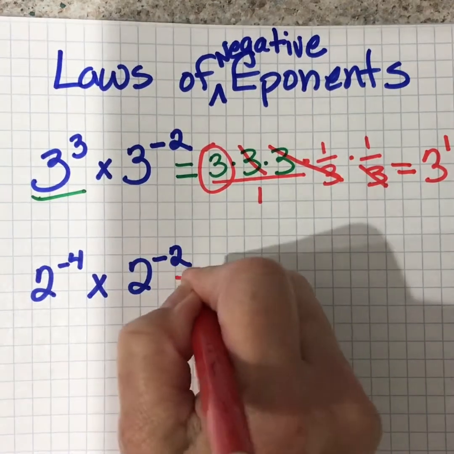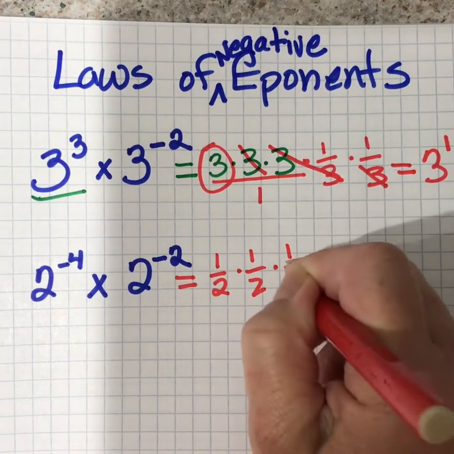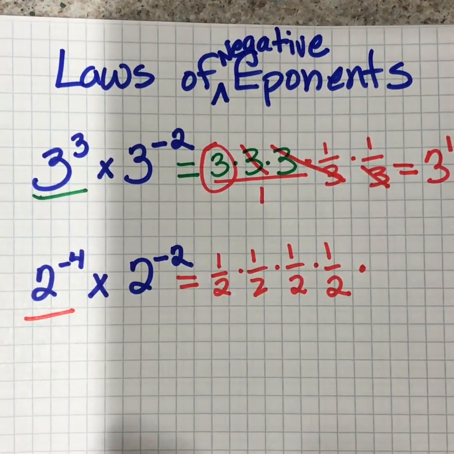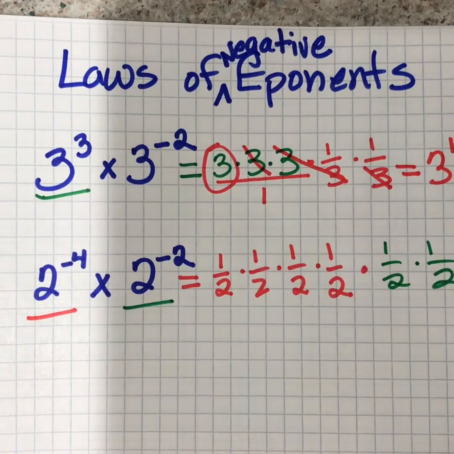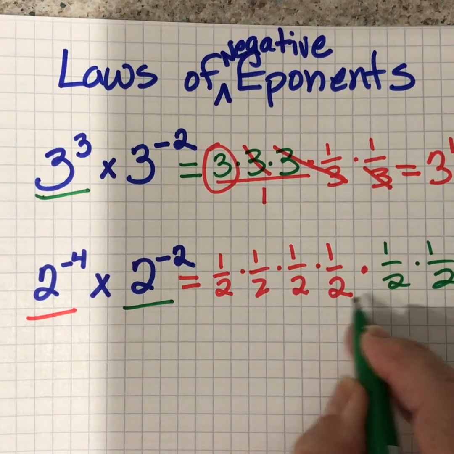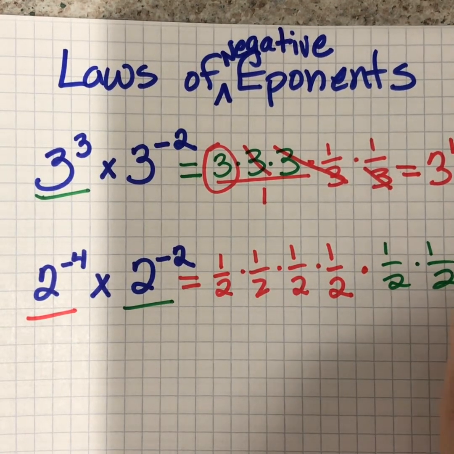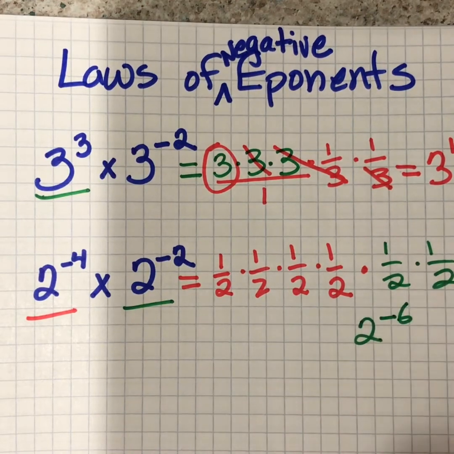In the second example, we would write 2 to the negative fourth power as 1/2 times 1/2 times 1/2 times 1/2, and that's 2 to the negative fourth power, times 1/2 times 1/2, which is 2 to the negative second power. Well, there's no giant 1's here, so we would multiply, and now we have 1, 2, 3, 4, 5, 6 2's, so either 1/2 to the sixth power or 2 to the negative sixth power.